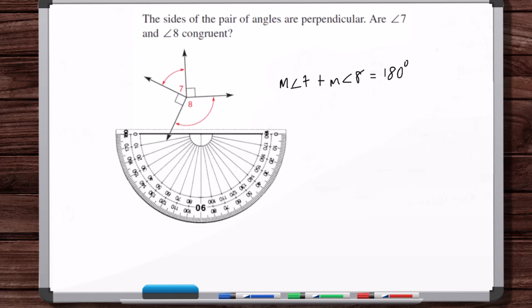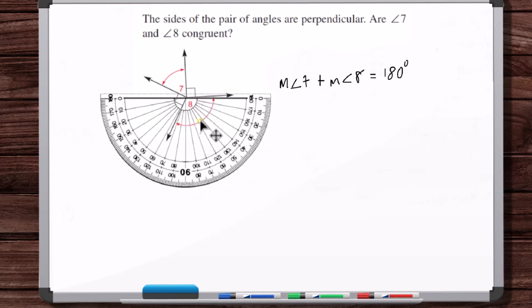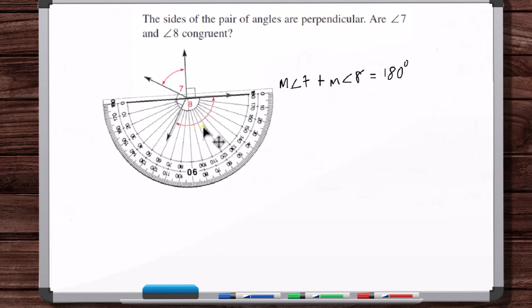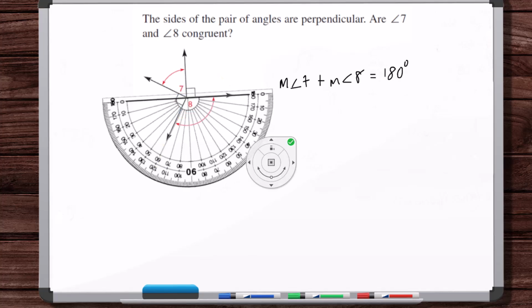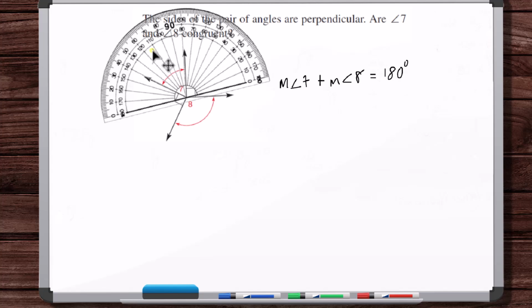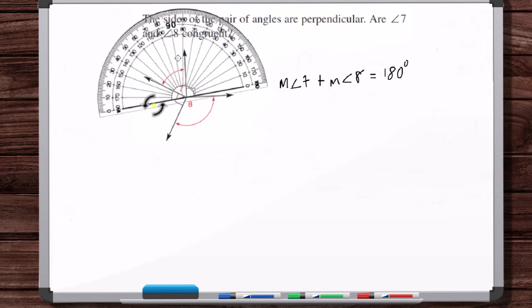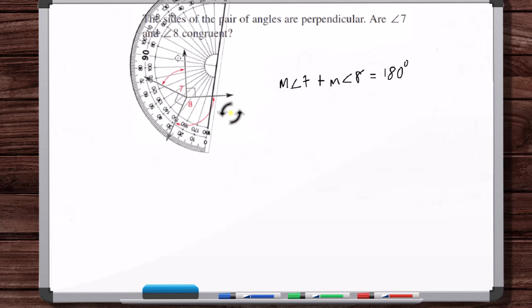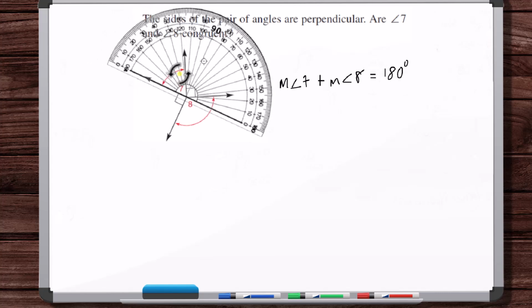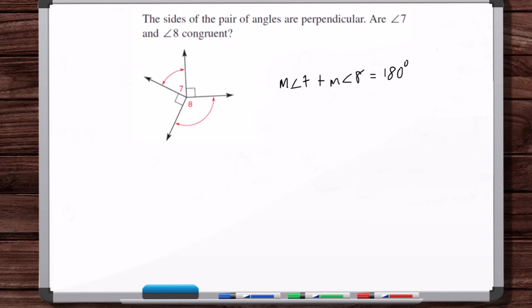I think visually we can see that they're not going to be congruent, and that's the only thing we need to answer here. That's the only question we're trying to answer. So that's about at 120, yeah. And so if that's the case, the other one's going to be at around 60. So put the vertex at the center of the protractor, and yeah, right around 60. So no, they're not congruent. The answer here is no. But they do add to 180.